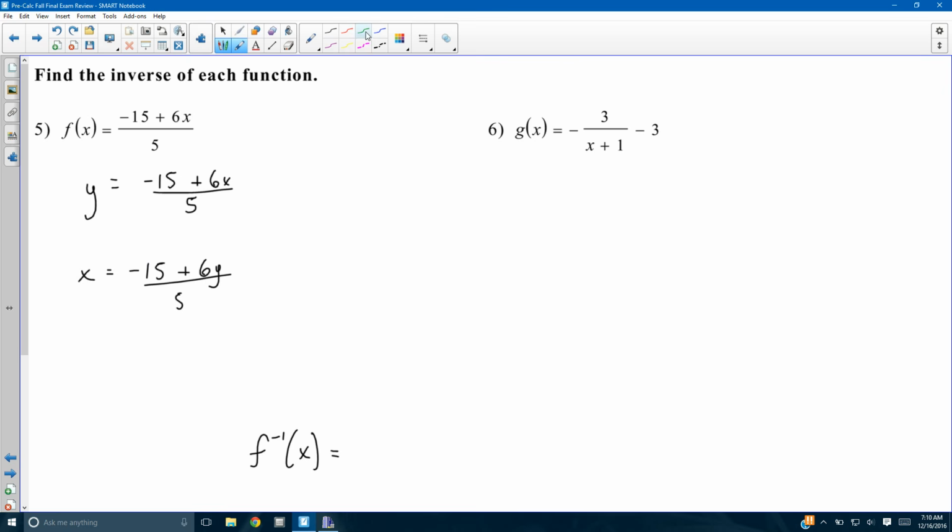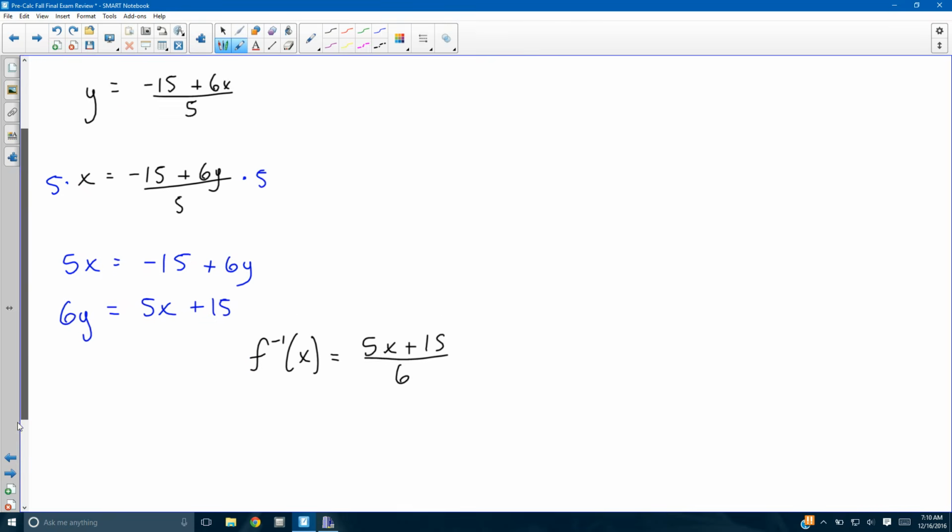So in solving for y, I'm going to begin by multiplying both sides by 5. That will get the 5 out of the denominator, and I can continue to keep isolating y. 5x equals negative 15 plus 6y. Add 15 to both sides. Now I'm going to move the 6y over here, actually. Adding 15 to both sides, we'll get 5x plus 15. Divide everything by 6, we'll get y equals, or inverse function of x equals 5x plus 15, all divided by 6. Like so.